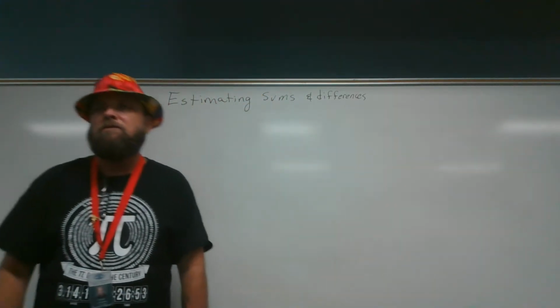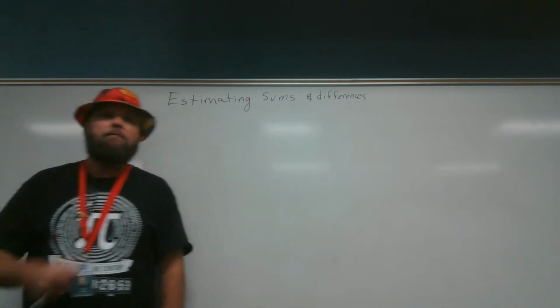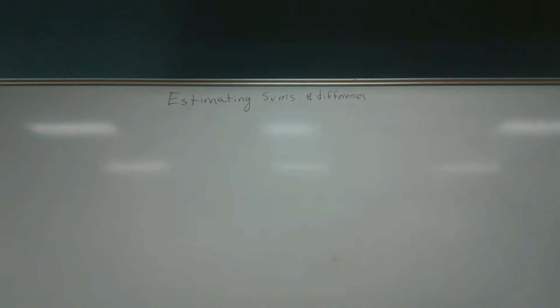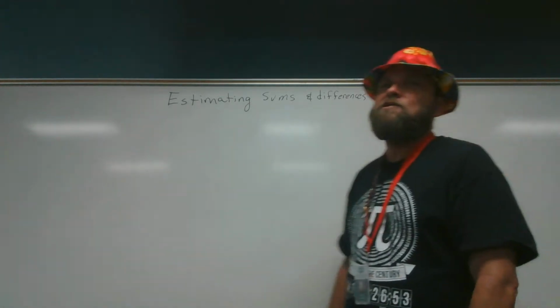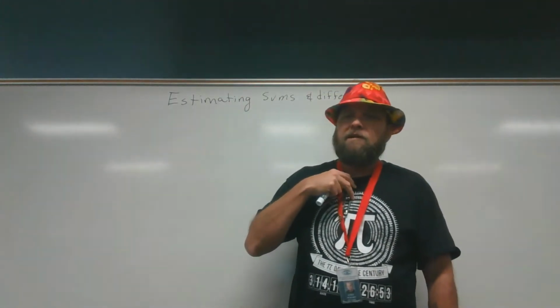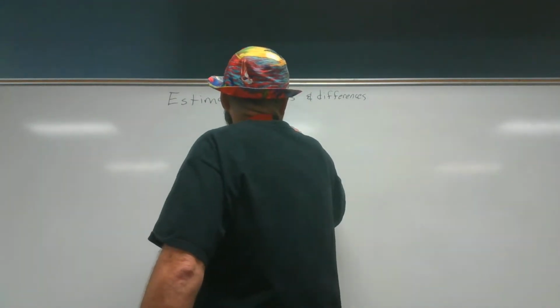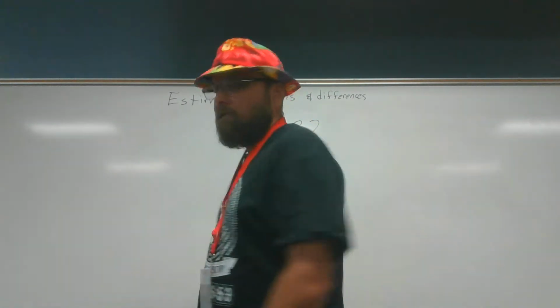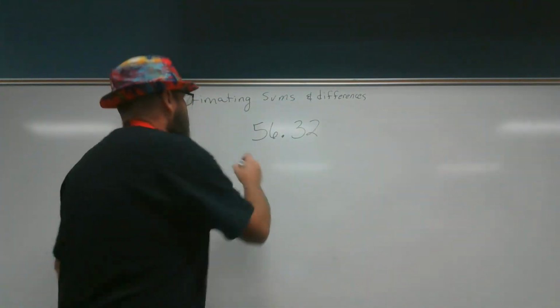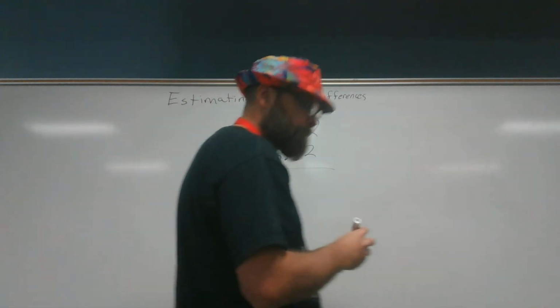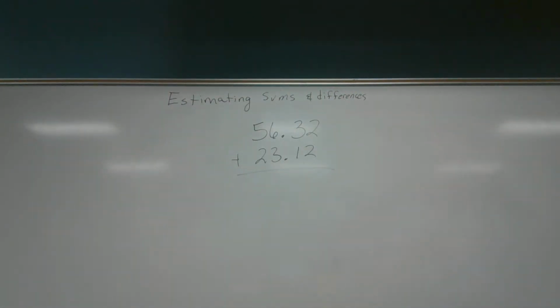There are several different ways to estimate. One of the ways we're going to do today is front-end estimation. That means if we take a problem such as $56 and 32/100ths, and we're adding 23 and 12/100ths, we're going to do front-end estimation.